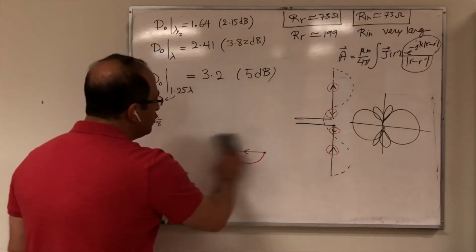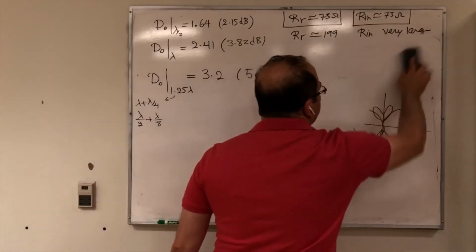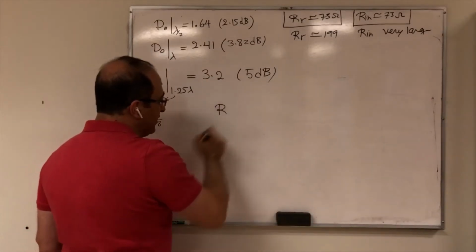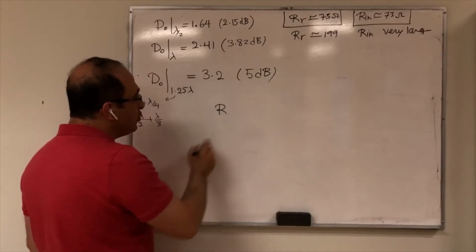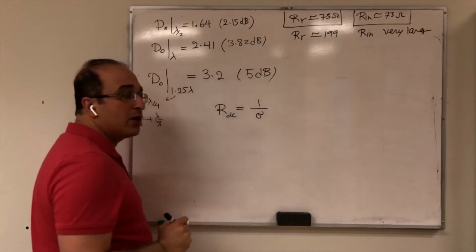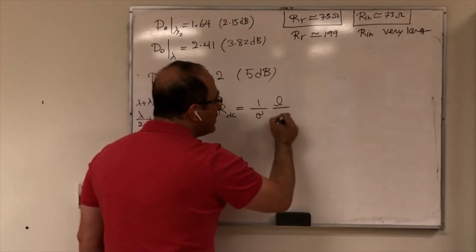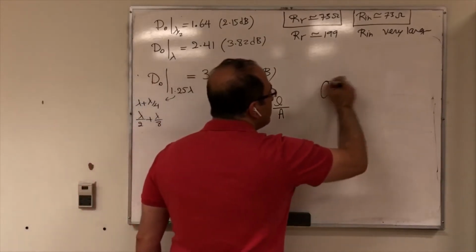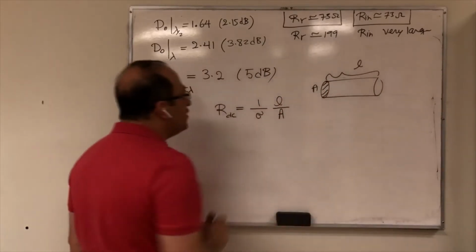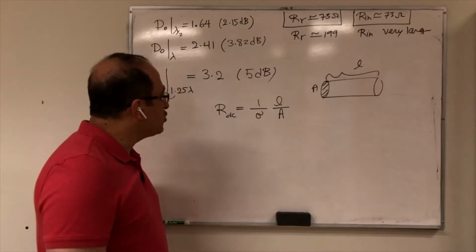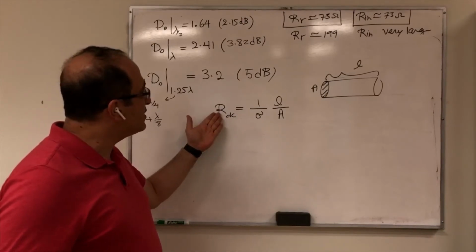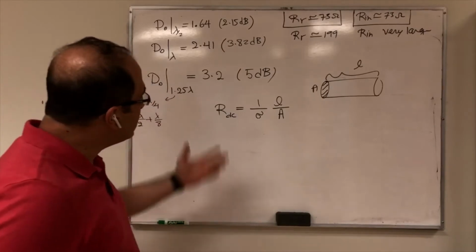So if we want to talk about that briefly, I want to remind you that the loss resistance in DC is written as 1 divided by sigma, the conductivity, times the length of the wire divided by the cross section of the wire. So if this is your wire, you have the area A, you have the length L, and then you have the sigma conductivity. So for perfect electric conductor, sigma goes to infinity. Therefore, R, the resistance due to loss, goes to zero. So this is the equation that we have.